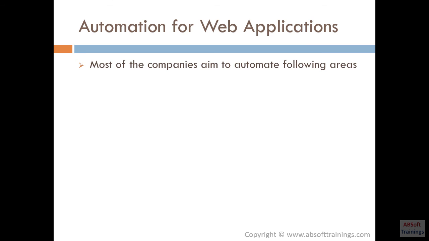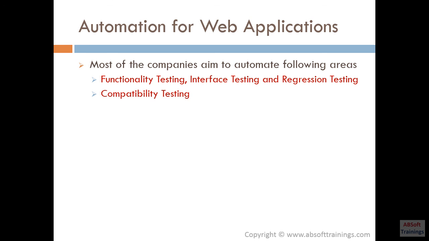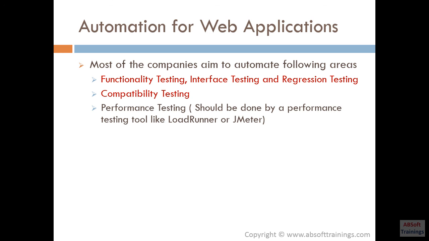Most of the companies aim to automate following areas: functionality testing, interface testing, and regression testing. The next one is compatibility testing and performance testing. Performance testing, it's a completely different area and it should be done by a performance testing tool like LoadRunner or JMeter. The next one is security testing, which is also getting popular nowadays, and yeah, it's also a completely different area. It should be done by a security testing tool. In this training, we'll be concentrating on the first two ones, which are mainly functionality testing automation areas.